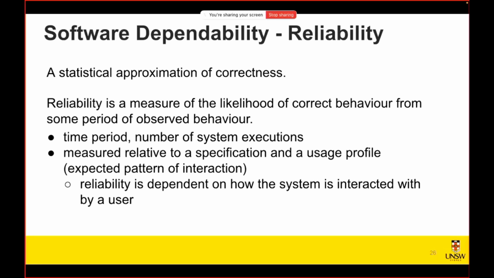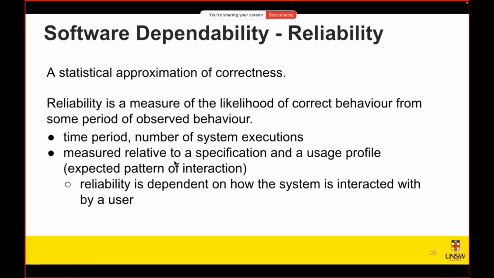In this case, this period could be a time period. This period could also be a number of system executions. For example, if we are running some servers, instead of observing it for maybe 24 hours, we can observe it for maybe 100K requests, right?